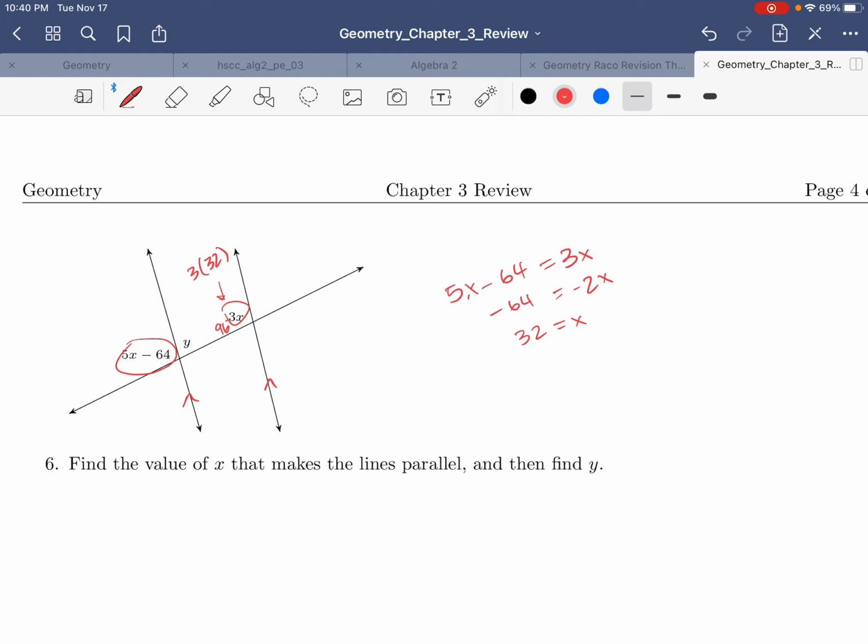But because this angle here corresponds to this angle, and the lines are parallel because we made them parallel, then this guy must also be 96.